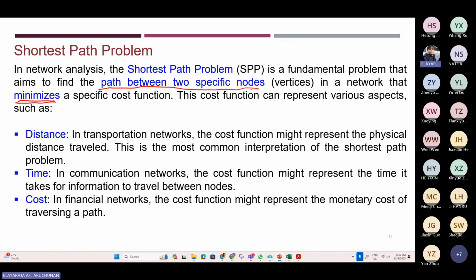Of course, cost. The third is cost. In financial networks, mainly involved in banking and financial services, the cost function might represent the monetary cost of traversing the path. Of course, we are going to reduce the cost of certain things in financial activities. So the shortest path problem is one of the essential network models in order to analyze and minimize.